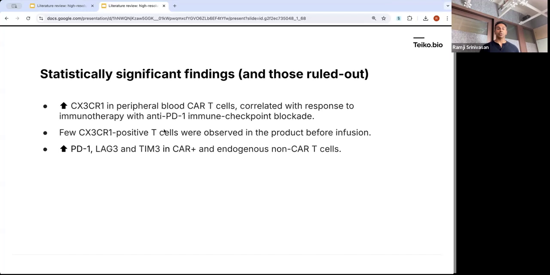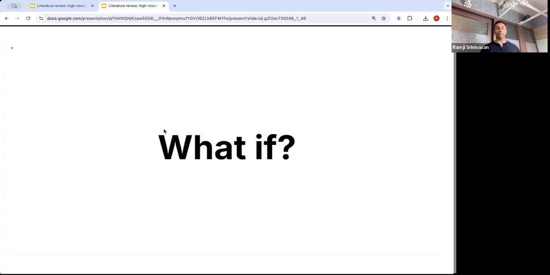Then fewer CX3CR1 positive T cells were in the product before infusion, as well as several other cell types like PD1, LAG3, other activation markers, and CAR positive and endogenous non-CAR T cells. Okay, so these are the statistically significant findings.